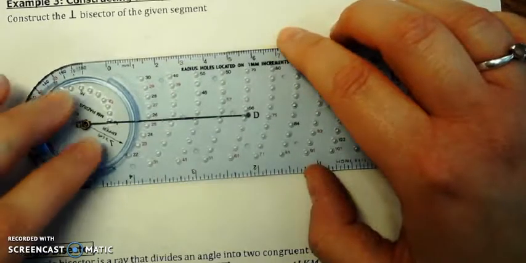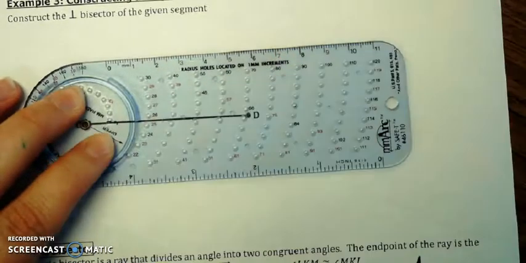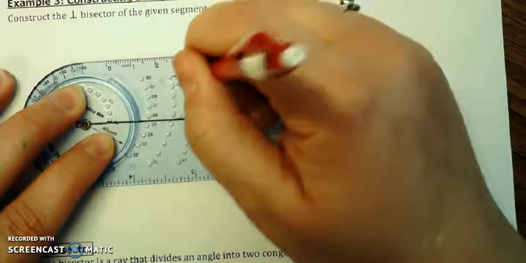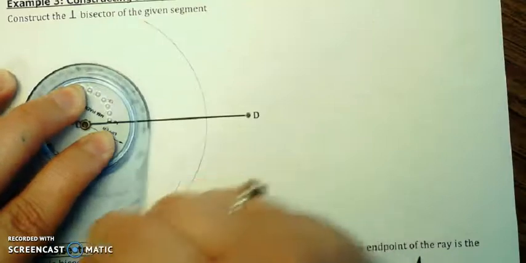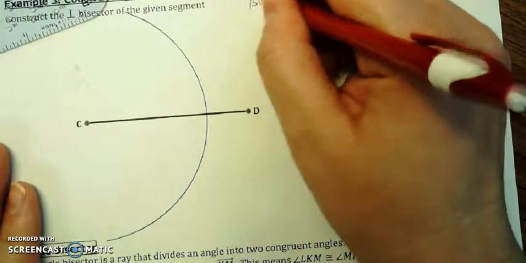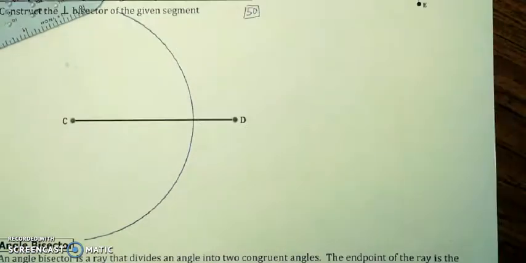start the construction. So I'm going to start with my gold piece on end point C, and I'm going to use the hole that has the 50 next to it. And you're going to make kind of a big arc. And whatever number you used, you need to remember that. I'm just going to write mine down for myself. I used the number 50.